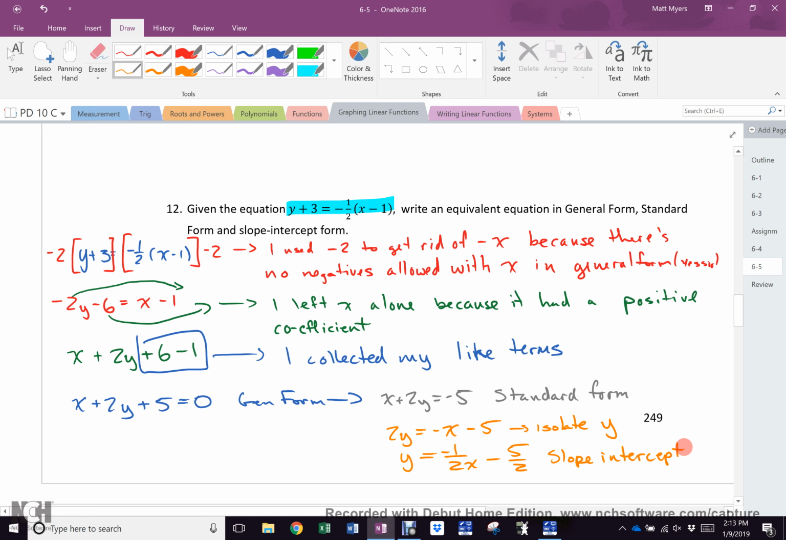Now, Preston, this is what you were asking about. When I got it to slope-intercept form, I had a yucky number. So which of these four would I have wanted to use to graph? Point-slope, general, standard, or slope-intercept?